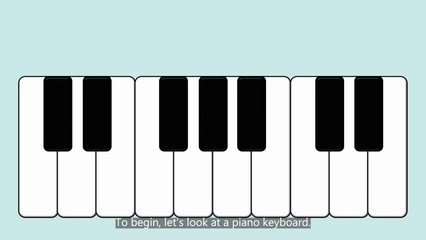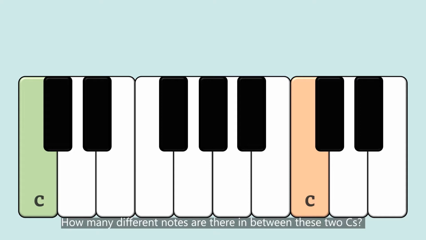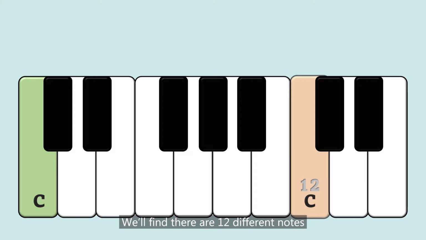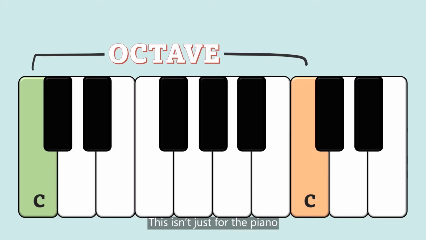To begin, let's look at a piano keyboard. The green key is middle C and the orange key is the higher C. How many different notes are there in between these two Cs? If we count all the black and white notes without counting the first one, 1, 2, 3, 4, 5, 6, 7, 8, 9, 10, 11, and 12, we'll find there are 12 different notes, and we call the span of these notes an octave. This isn't just for the piano. Every instrument uses the same series of notes.